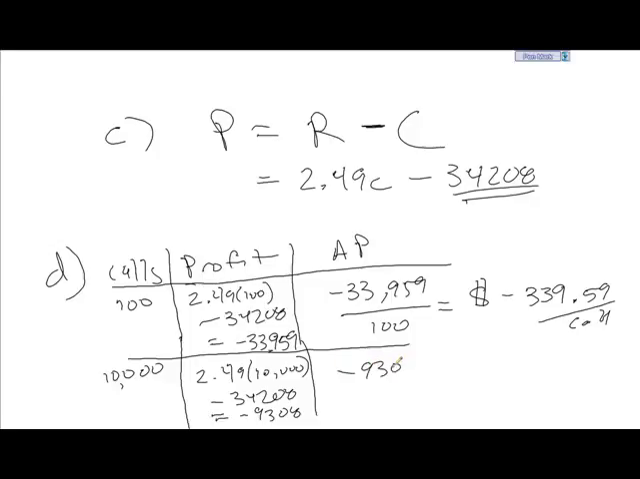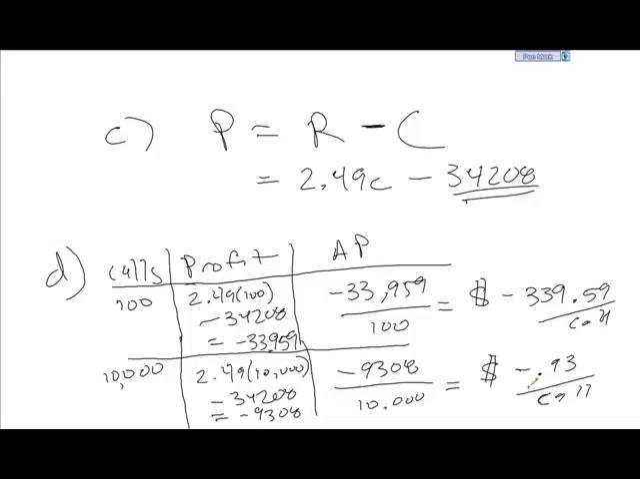So if I divide that out by the total number of calls I make, the average loss per call is now only about 93 cents per call. So a lot less, but still really a bad thing. This company is not making any money. It's not able to meet its costs.